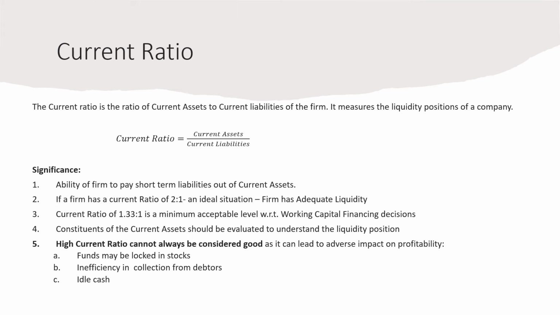adverse impact on profitability. It is therefore important to look at the constituents of current assets to evaluate its liquidity position correctly. For example, if the current ratio is, let's say, 4:1 or 5:1, then it might show that the cash is lying idle with the firm. There is a large pile of cash with the firm which it is not using for any profitable investment.